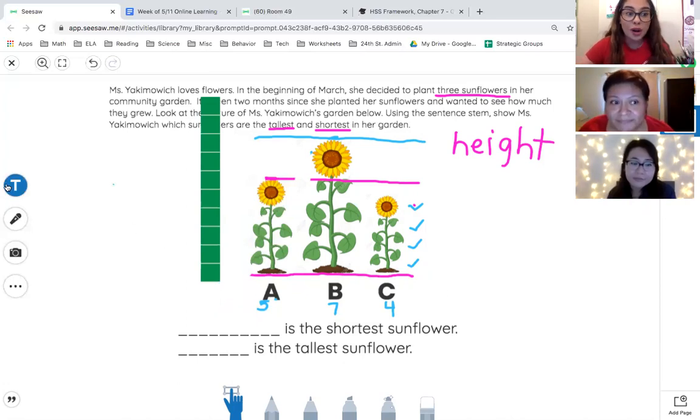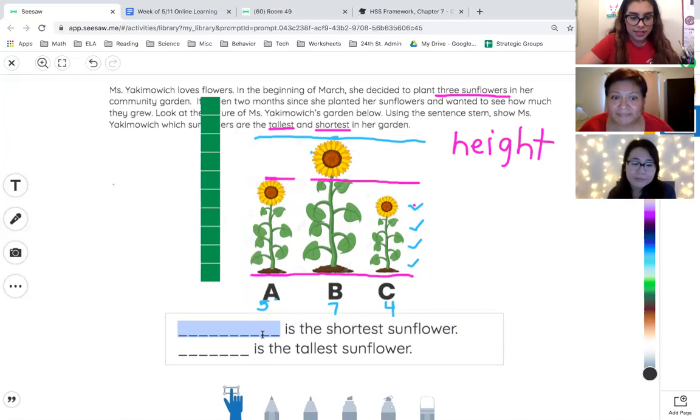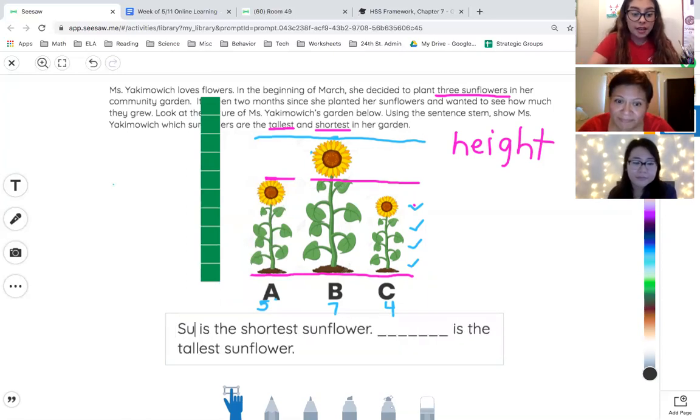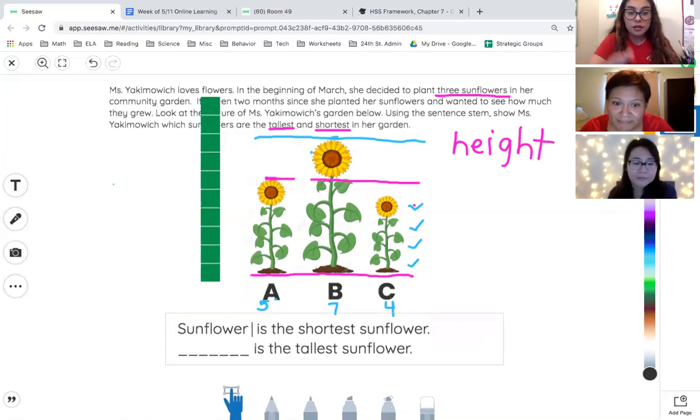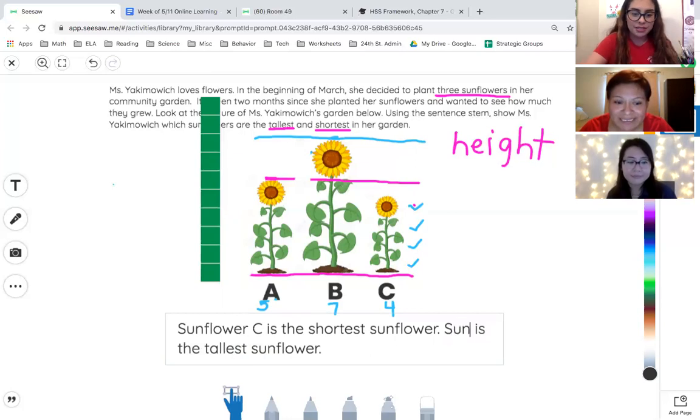And now that we know our answer, we can press this text box, and it's actually already unlocked for you. So what you can do is write on top of it, and delete that part and just put sunflower C is the shortest sunflower. And then we want to ask, what is the tallest sunflower? Miss T already said it, sunflower B. So now we put sunflower B is the tallest sunflower.